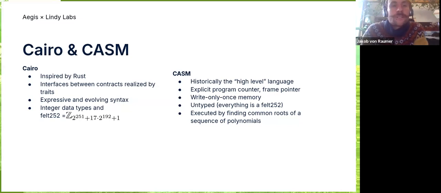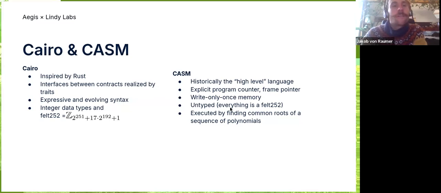One quirky thing about it is that while there are integer data types, unsigned and signed, the most primitive data type that's the underlying basis for everything else is something called felt252, which is short for a member of the prime field, Z modulo 2^251 + 17 * 2^192 + 1, which is just a big prime. And the reason for that is also because the cryptography just works that way.